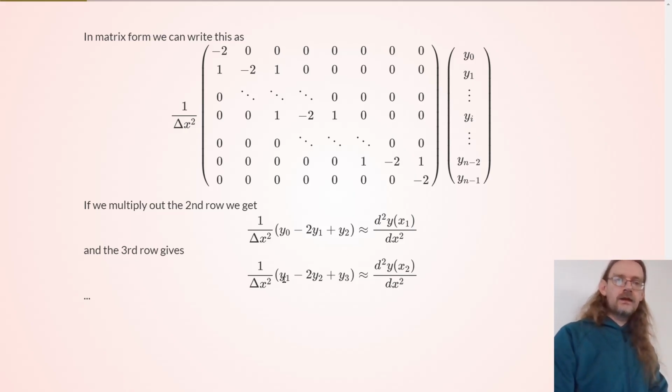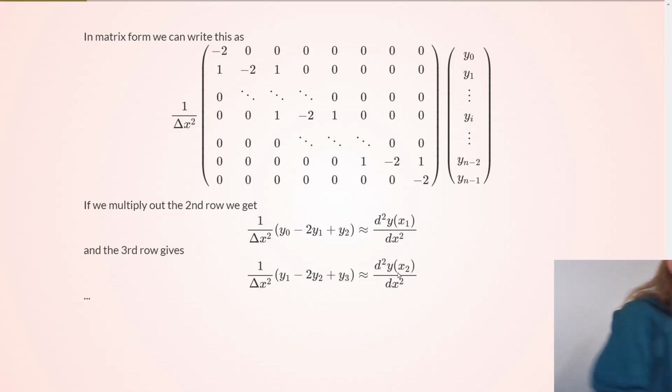The third row, I get this 1 in the second line, so it's 1 minus 2y2 plus y3 here, and that's approximately the second derivative at x2. So each line of this gives an approximation to the second derivative evaluated at each of the data points as we go along. And so then we can equate it to a right-hand side if we evaluate whatever the right-hand side should be. So y at x is equal to c, some constant at a value x.